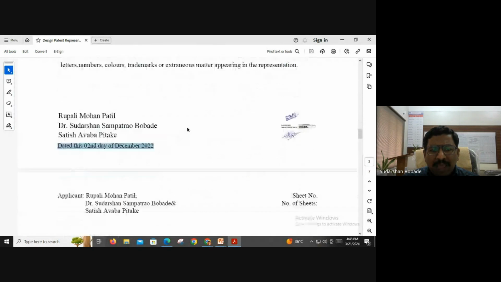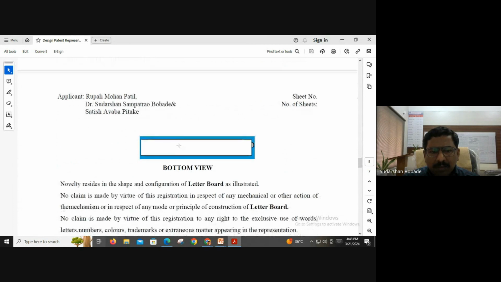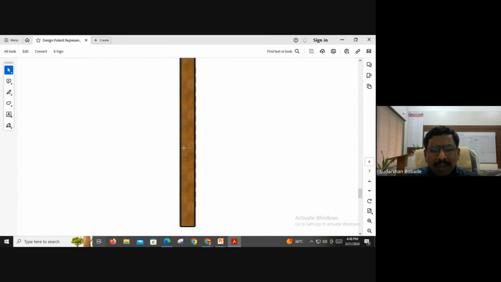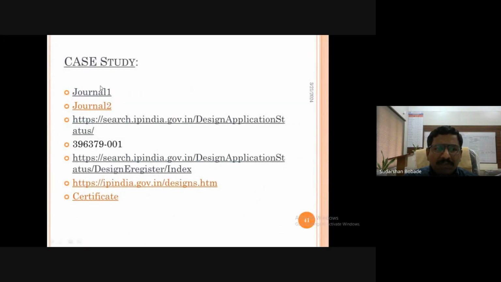So we have to mention as much as possible the views. Then top view, then bottom view, and at the end left side view and right side view. So these are nothing but the way with which we have to mention the representation sheet.